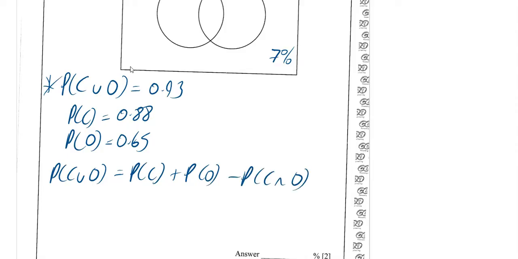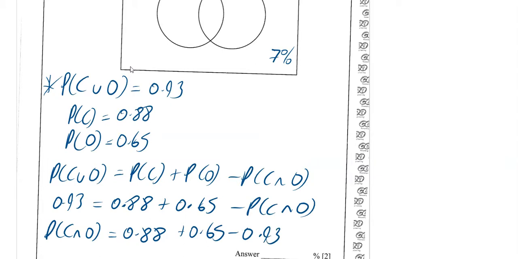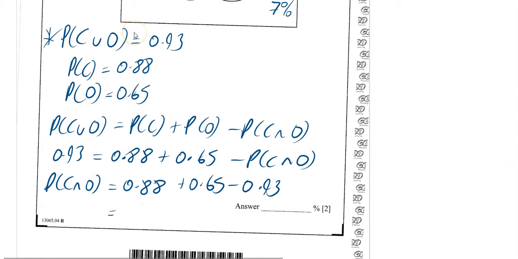And fill in what you know. You know 0.93 for this one. This is 0.88. This is 0.65, and this is probability C intersect O. Wee bit of rearranging. Probability of C intersect O can come over to the right hand side. You can have 0.88 plus 0.65 minus 0.93, and hopefully this gives us a sensible answer. So let's just put that in the calculator. 0.88 plus 0.65 minus 0.93, press equals. I have got a very nice answer. I've got 0.6. So as a percentage, 0.6 as a percentage is 60%.